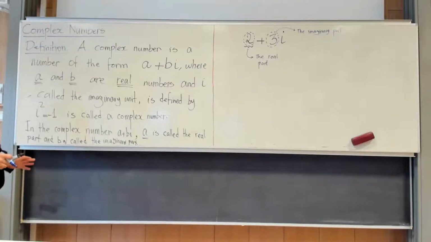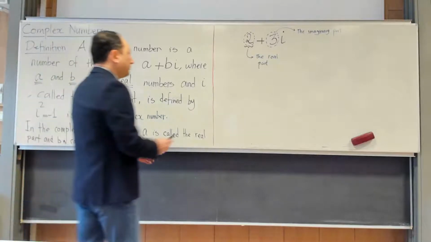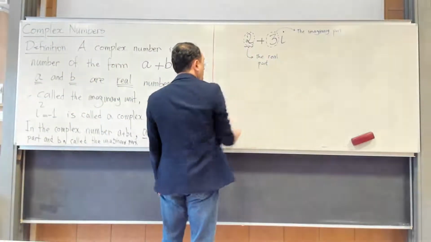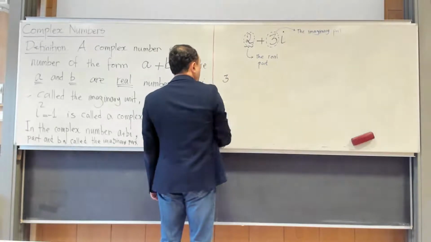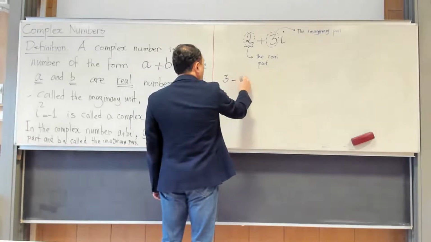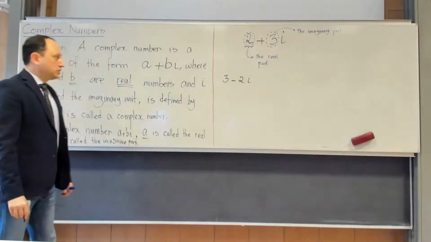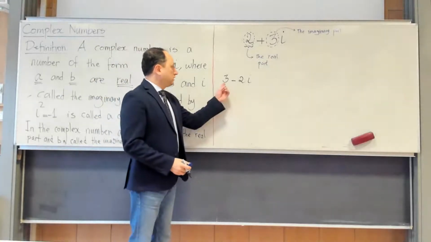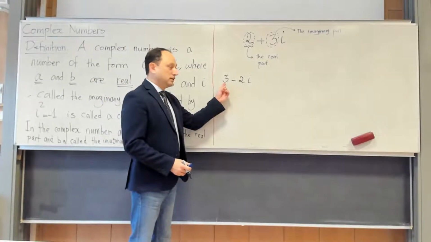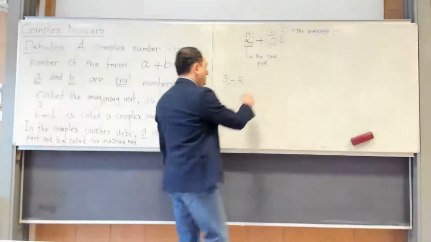So don't get confused. The imaginary part is a real number, but I'm just calling it different. Okay? So, for example, I can give you more examples. For example, I can have 3 plus minus 2i. Okay? So this is also a complex number. What is the real part? The real part is positive 3. The imaginary part is -2, because you can imagine it in this way.